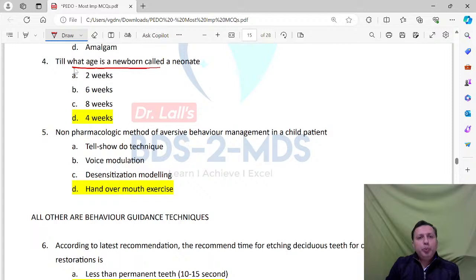Till what age is a newborn called a neonate? It is 4 weeks, that is 1 month.